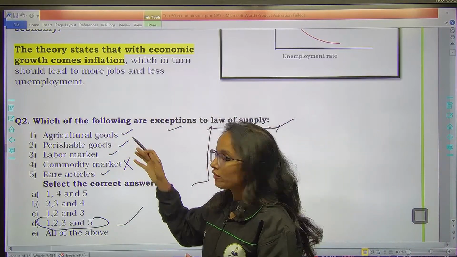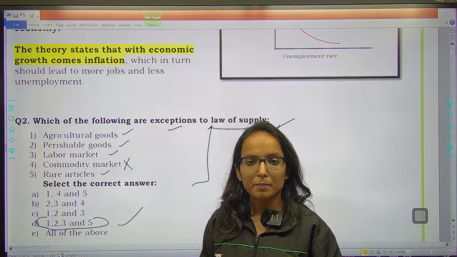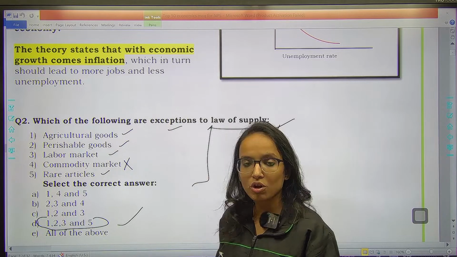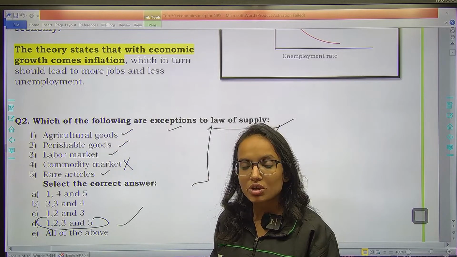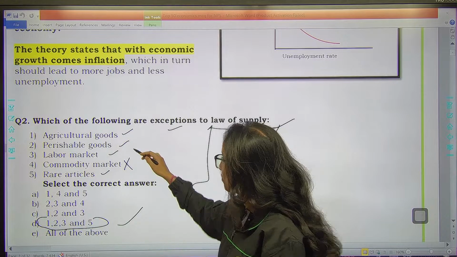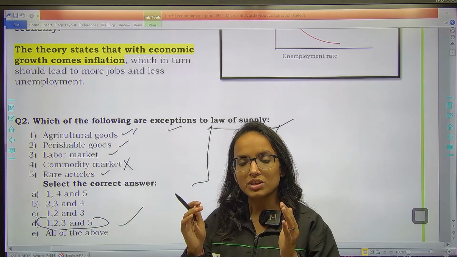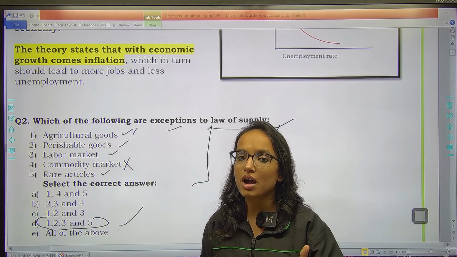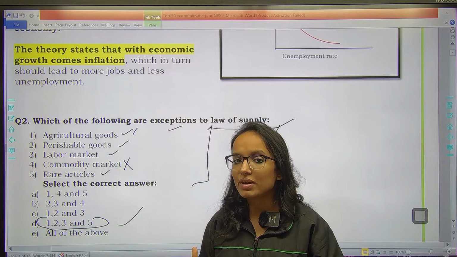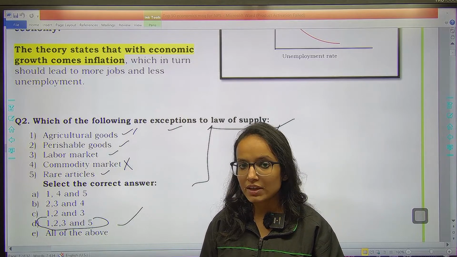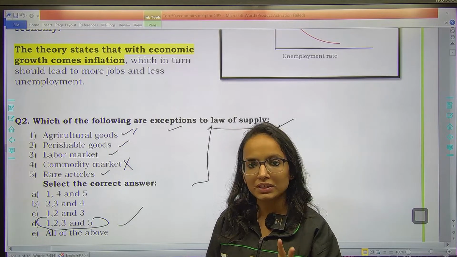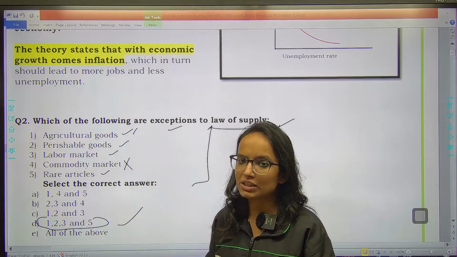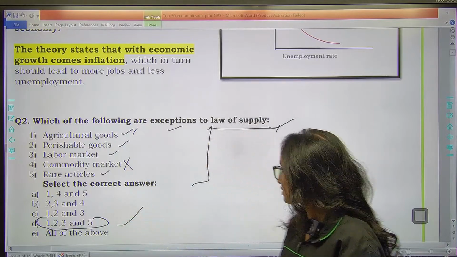Why? See, what does the law of supply state? When there is a rise in price, the quantity supplied will be more. This is the law of supply. But there are certain cases in which supply is governed by other factors also, like agriculture goods and perishable goods. Their shelf life is quite less. So the seller wants to sell them even at a lower price because otherwise they will earn nothing when it gets spoiled. So there are other factors which also govern. That's why there are exceptions to the law of supply. 1, 2, 3, 5. Commodity market is not an exception. That's why D is the right answer.